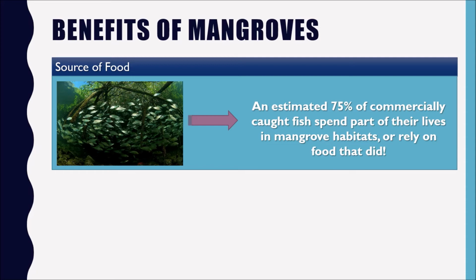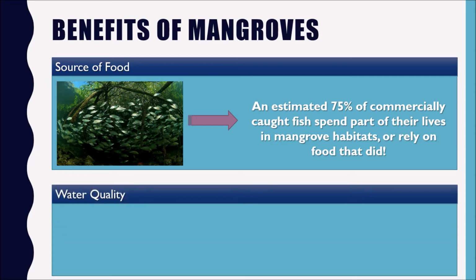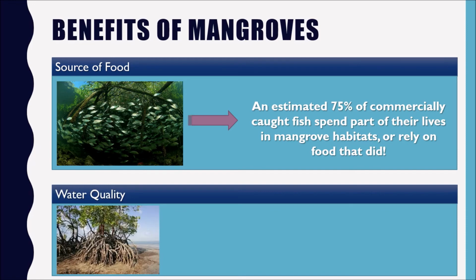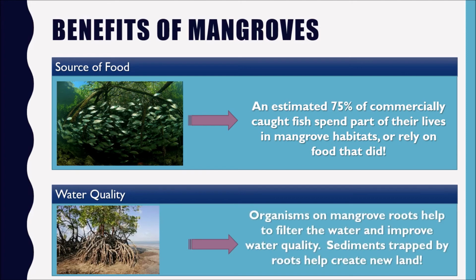We also rely on mangroves to help us with water quality. So organisms that live on mangrove roots, like oysters, help to filter the water by consuming suspended particles in the water, and that can include things like heavy metals or other forms of human-made pollution. And by filtering all of those suspended particles, it actually helps increase our water quality. Over time, the sediments that mangroves trap can also become new land.